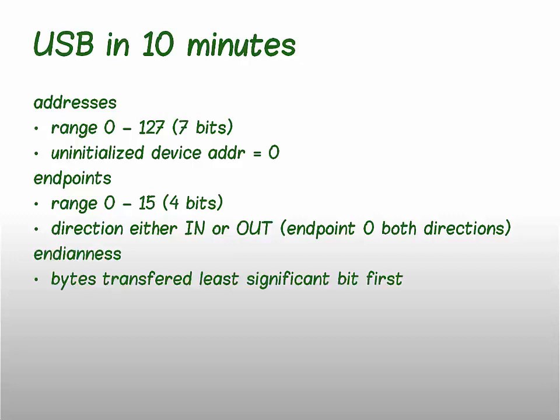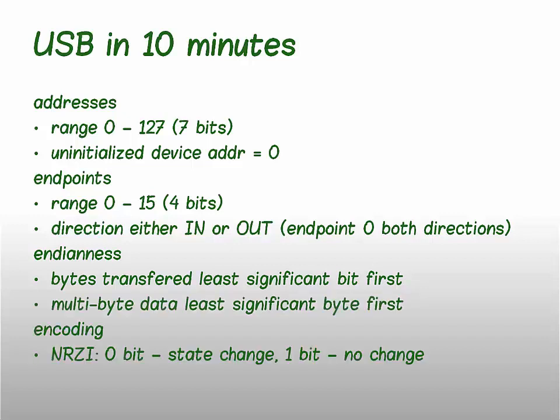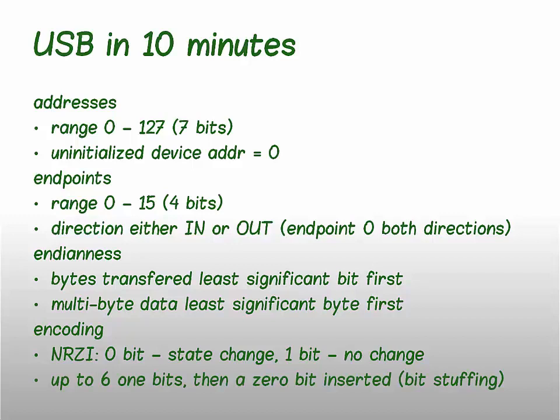Bytes are always transferred least significant bit first, and for multi-byte data, the least significant byte is transferred first. Data are encoded using non-return-to-zero inverted encoding scheme. Thus, for a 0-bit, the polarity of data lines is changed, while for a 1-bit, there is no change in polarity. In order to avoid long periods of unchanged polarity when transferring a sequence of 1 bits, after 6 consecutive 1 bits, there's an automatic insertion of a 0-bit. This is called bit stuffing.